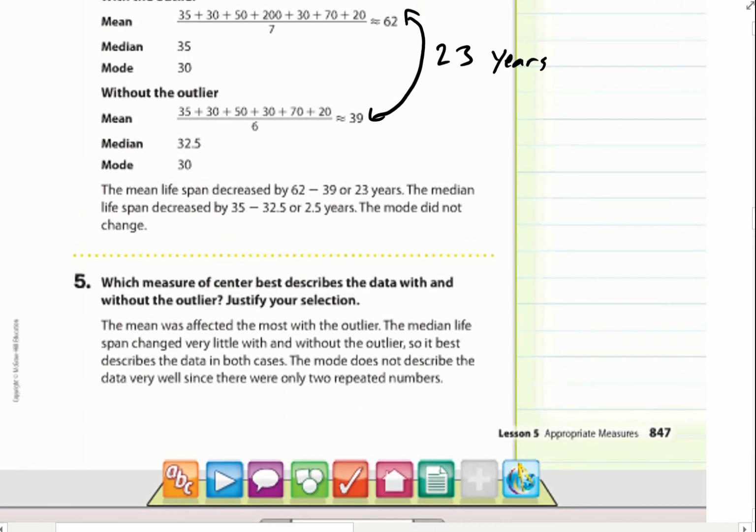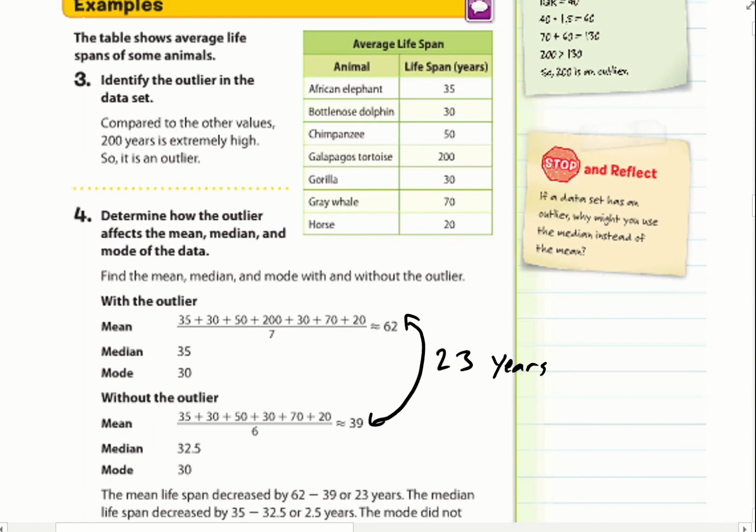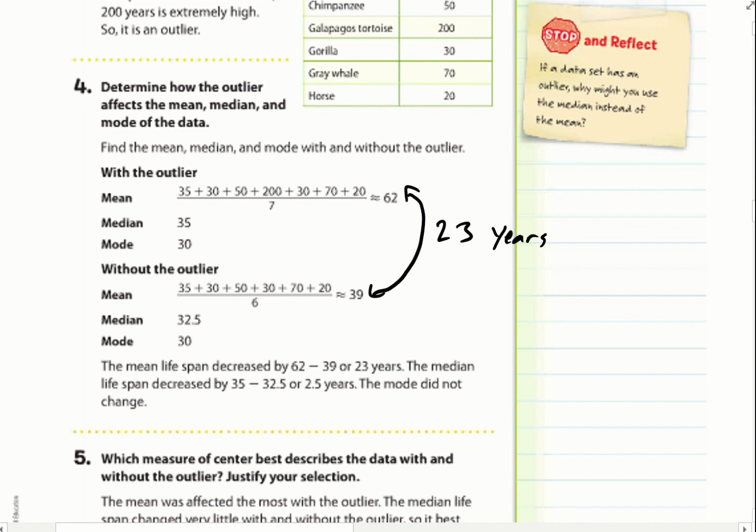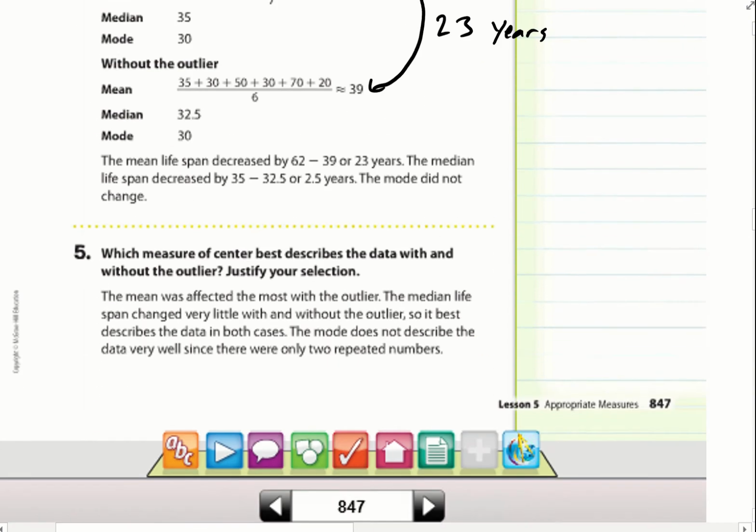So mean, we're going to say no. The outlier changed the mean too much. Median was about the same, so that's good news. And the mode only appeared 2 times. Now, if 30 appeared, let's say 5 or 6 times, then the mode would be a good representation. But it only appeared twice. So in this case, the median was the best representation because on average, a lifespan of 35, or 32 and a half, works.